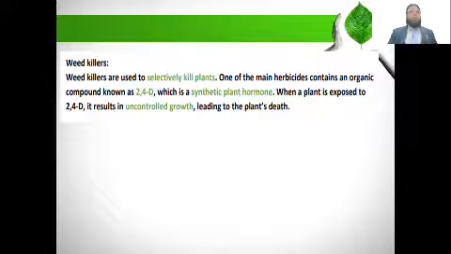Now the last topic here is weed killers. What are weed killers? Weed killers are used to selectively kill plants. One of the main herbicides contains an organic compound known as 2,4-D, which is a synthetic plant hormone. When a plant is exposed to 2,4-D, it results in uncontrolled growth, leading to the plant's death. So this is the topic of coordination and response.